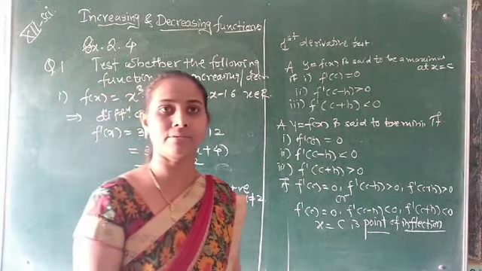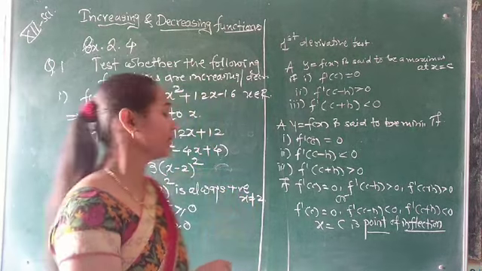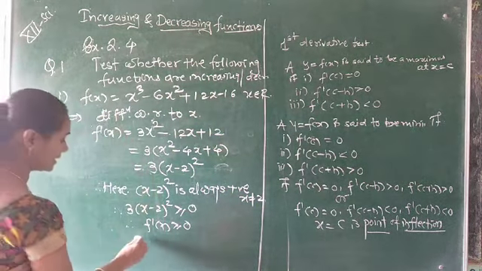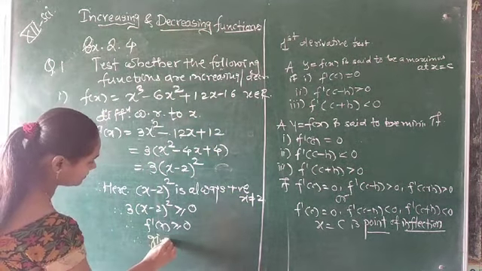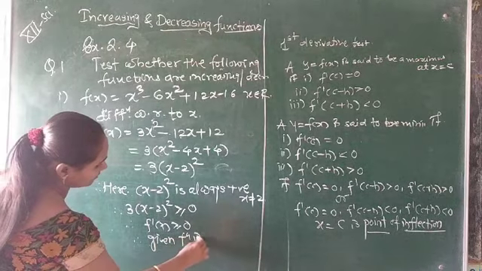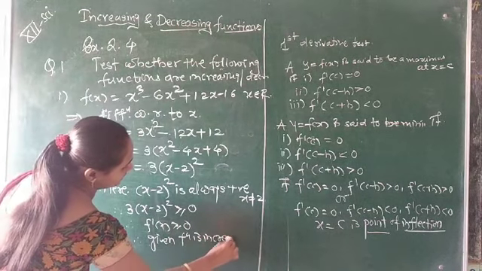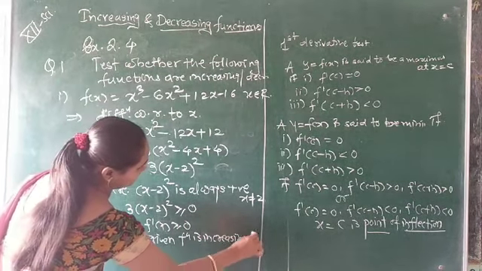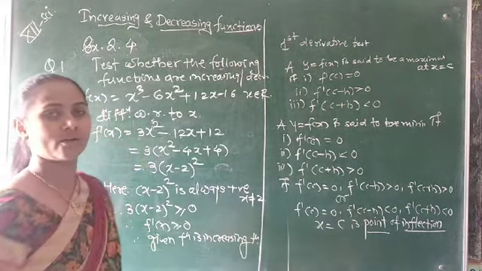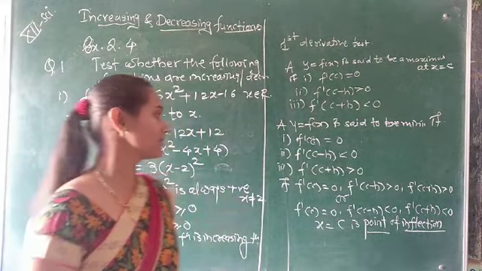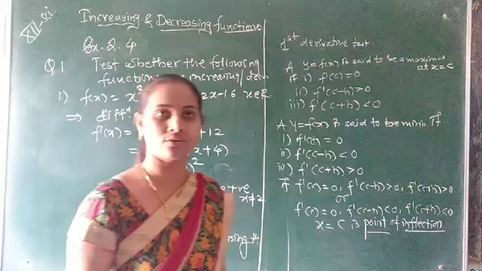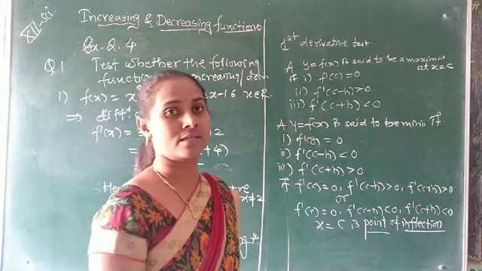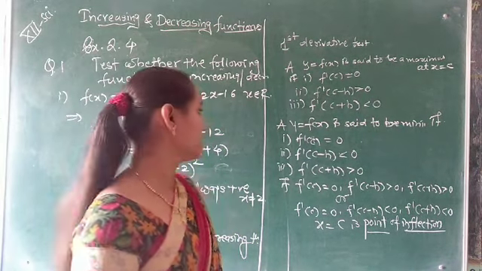Here we get the derivative is positive, since the given function f of x is increasing, therefore the given function is an increasing function. If the derivative of a function is positive, then the function is considered increasing, or it is also said that the function is monotonically increasing.